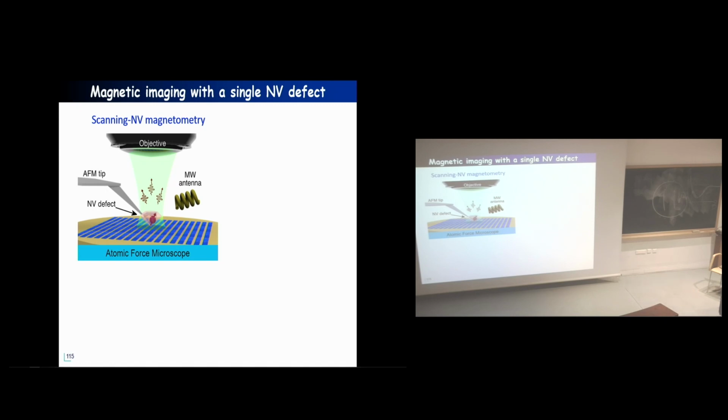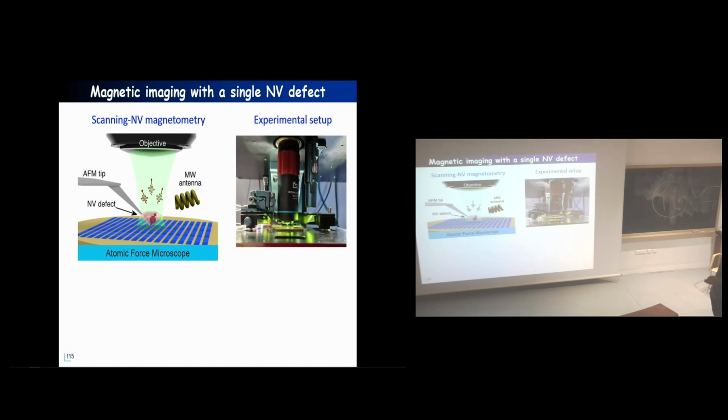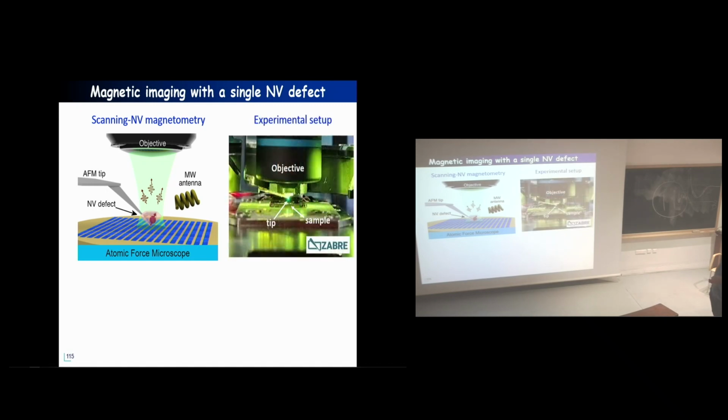Okay, so fast, what we need: we need an AFM. We need an AFM probe with a single NV at the end. We need an objective and a microwave antenna. This is how it looks in the real world.